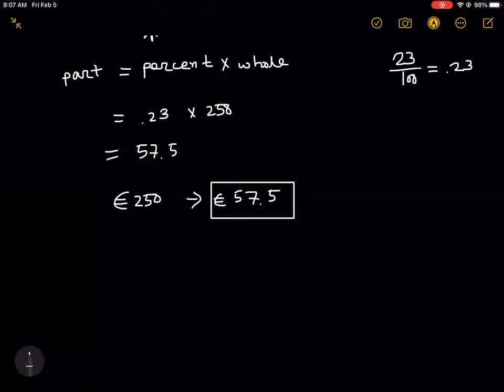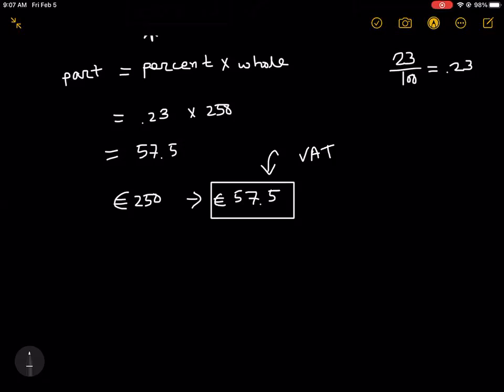Okay, let me see whether it wanted the entire amount or just the VAT. Let me quickly go back to the problem. Okay. So how much will the VAT be on a purchase? Yeah, it's just looking for the VAT. It's not looking for the entire amount you need to pay, including the VAT. Okay, so just looking for this amount, 57.5.